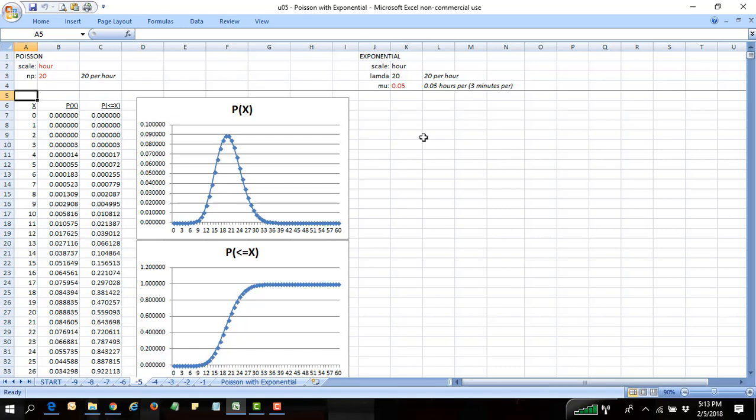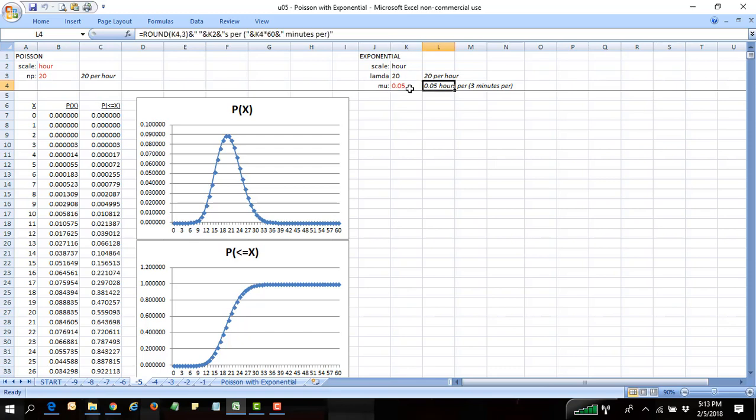So bringing in now a continuous function, the exponential distribution, I should always do it in the same scale that I'm using in the Poisson calculation. So my scale is going to be an hour, and my lambda, my expected value, is 20 per hour. I'm taking that value directly off of the Poisson calculation. And in the exponential, one of the numbers of interest is obviously the average, or the mu, associated with that process. So if I'm processing 20 per hour, the inverse of that, literally 1 over that value, is 0.05. So I have 0.05 hours per transaction.